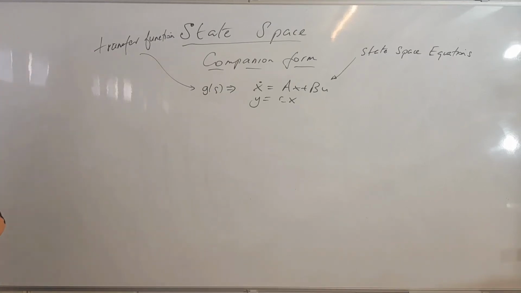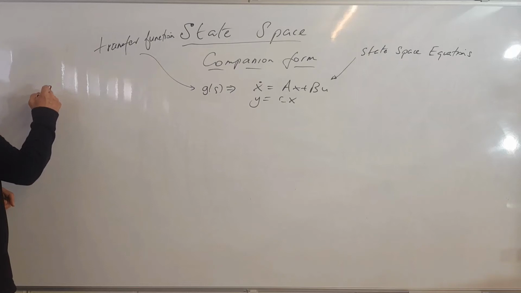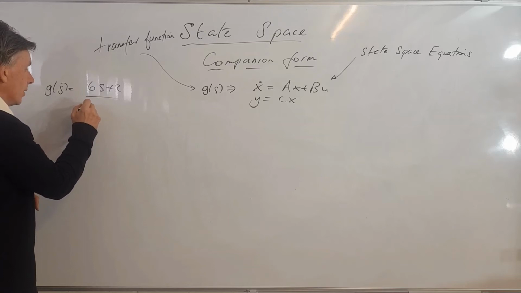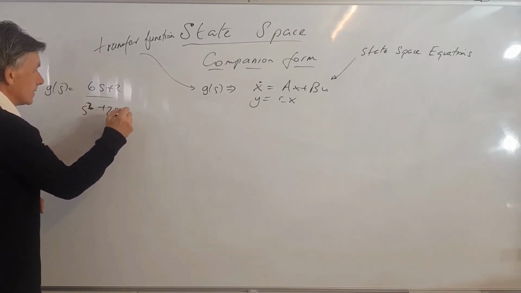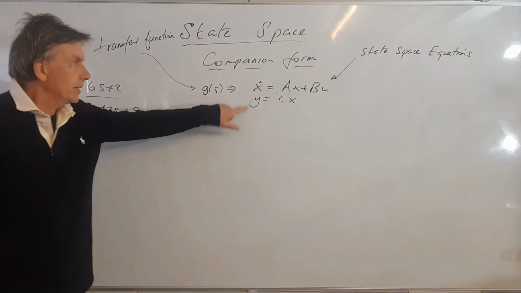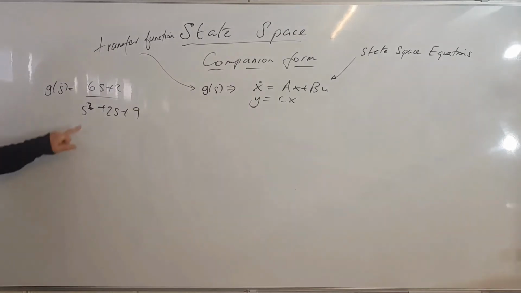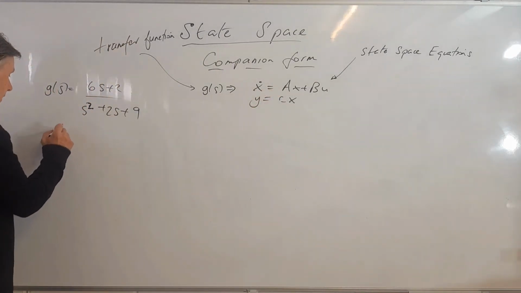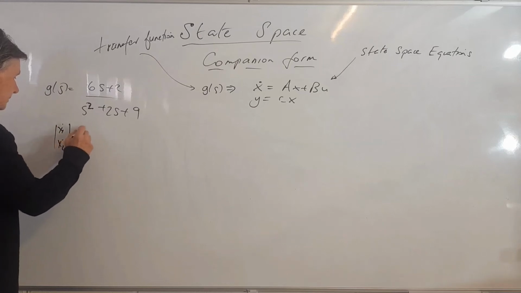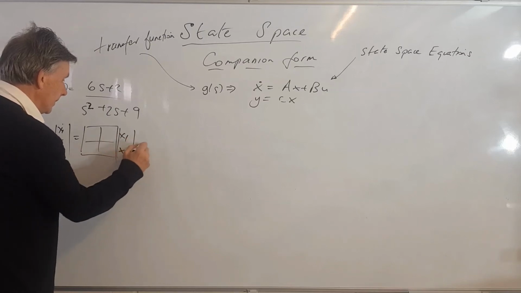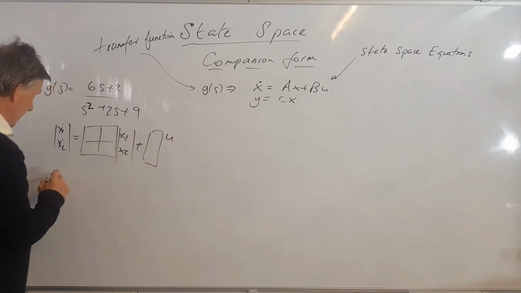So I thought we'd do 3 examples here of how we could do this. So we've got a transfer function, say G(s) given by (6s plus 2) over (s squared plus 2s plus 9). And what I want you to do now is obtain some state space equations in companion form. The first thing we do is look at the order here. It's order 2, so it's a 2 by 2 state space representation. So we're going to have x1 dot, x2 dot. Then we're going to have a 2 by 2 matrix times x1 and x2, plus another matrix times u, and y equals something times x1, x2.